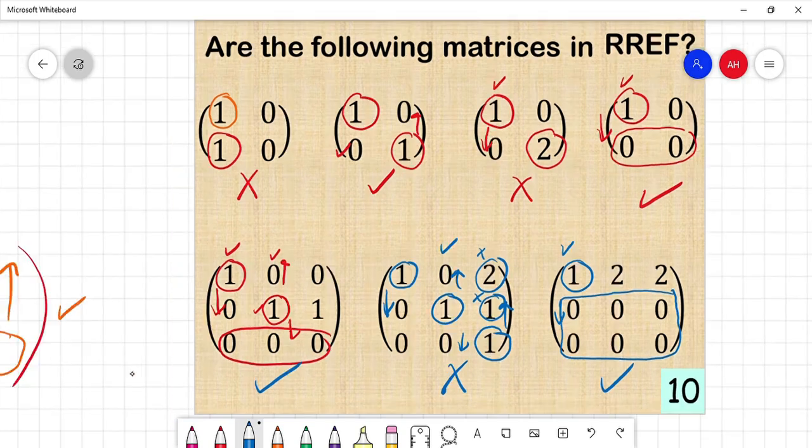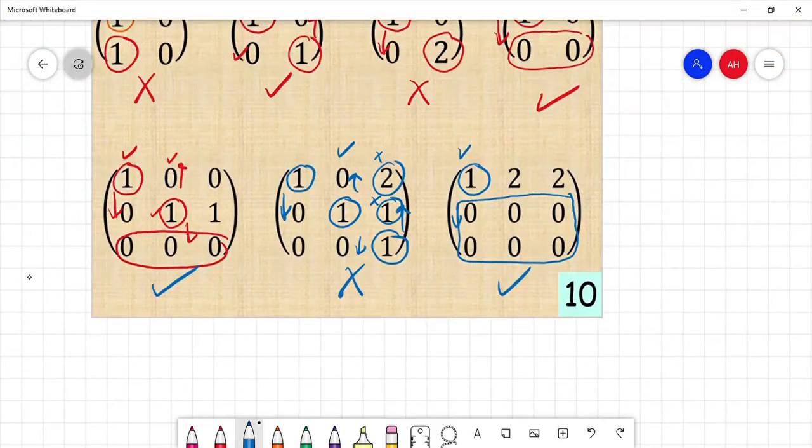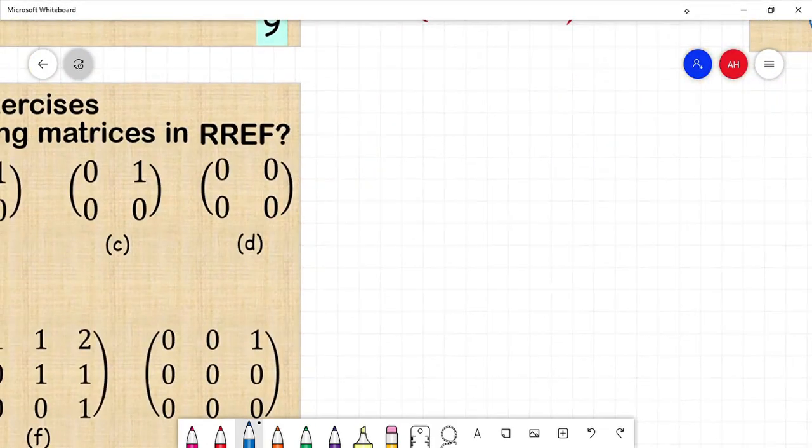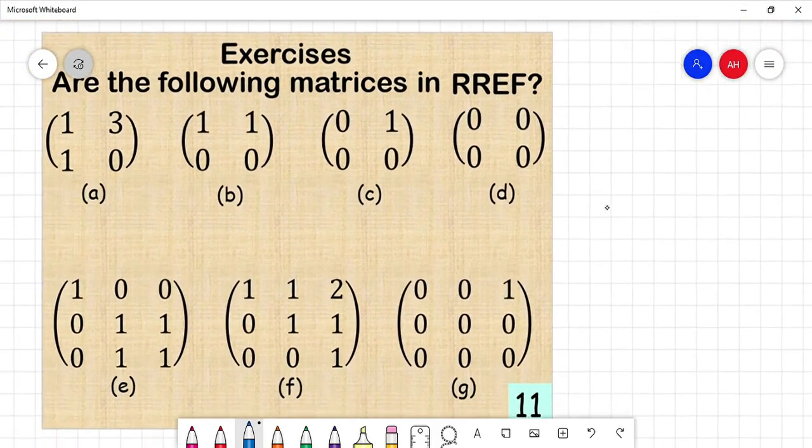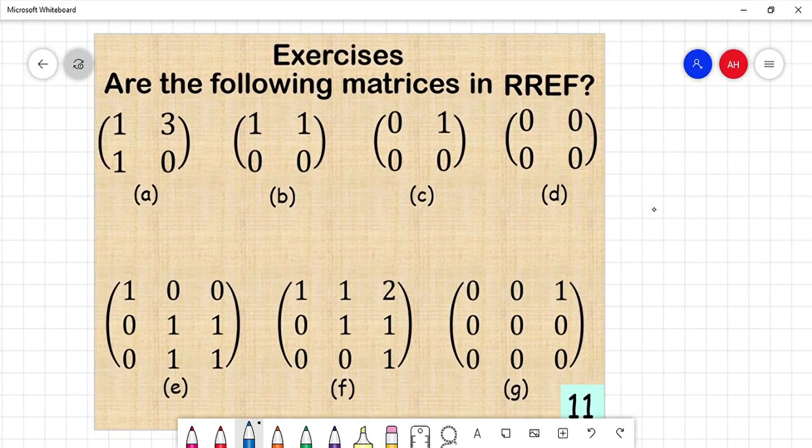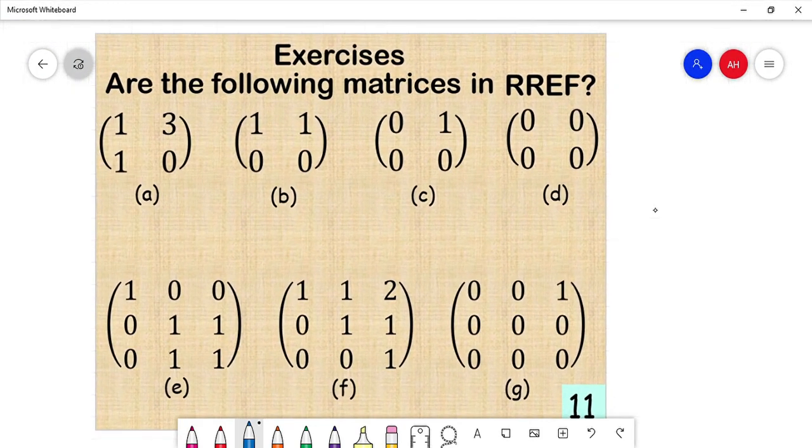Reduced row echelon form. Okay, now there are some exercises here that I want to leave for you to think about. The question is, are the following matrices already in RREF, reduced row echelon form, or not yet? We have A, B, C, D, E, F, and G.